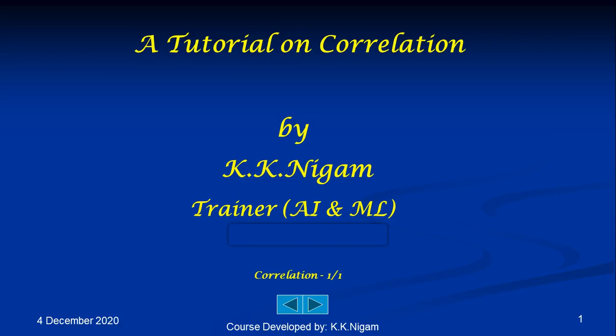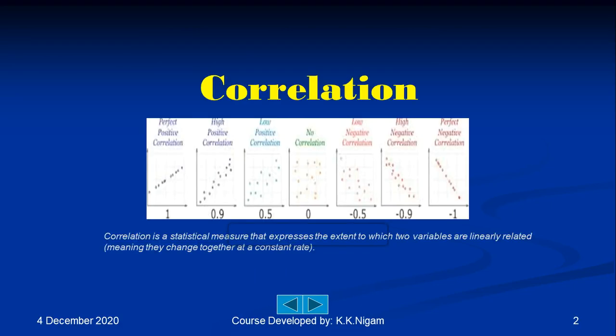Okay, so let's start with the next topic, that is correlation. Now correlation, as we know, is the relation between two variables. So let's try and understand. Correlation is a statistical measure that expresses the extent to which two variables are linearly related. Meaning they change together at a constant rate. It may be positive correlation or negative correlation, or sometimes there is no relation.